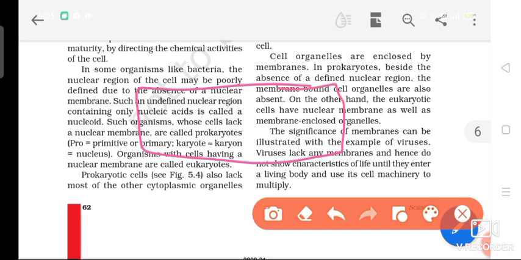Okay, bacterial cells also have the cell wall. This is a bacterial cell, and its genetic material lies inside the cell in an area which is known as the nucleoid.